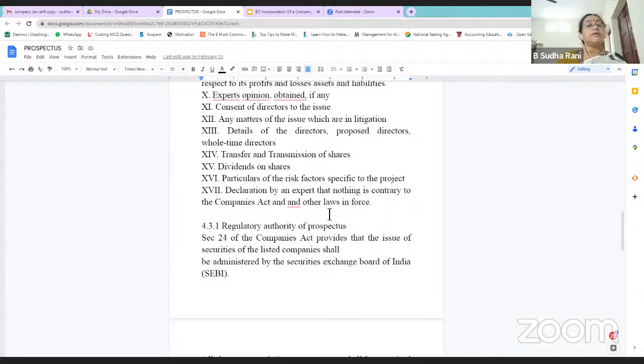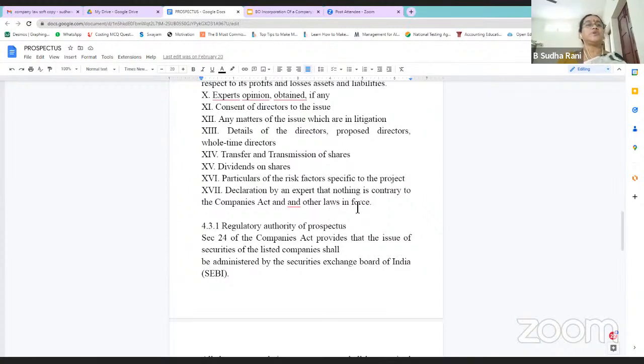Dividend is the return paid by the company on the shares to the shareholders out of the profits.